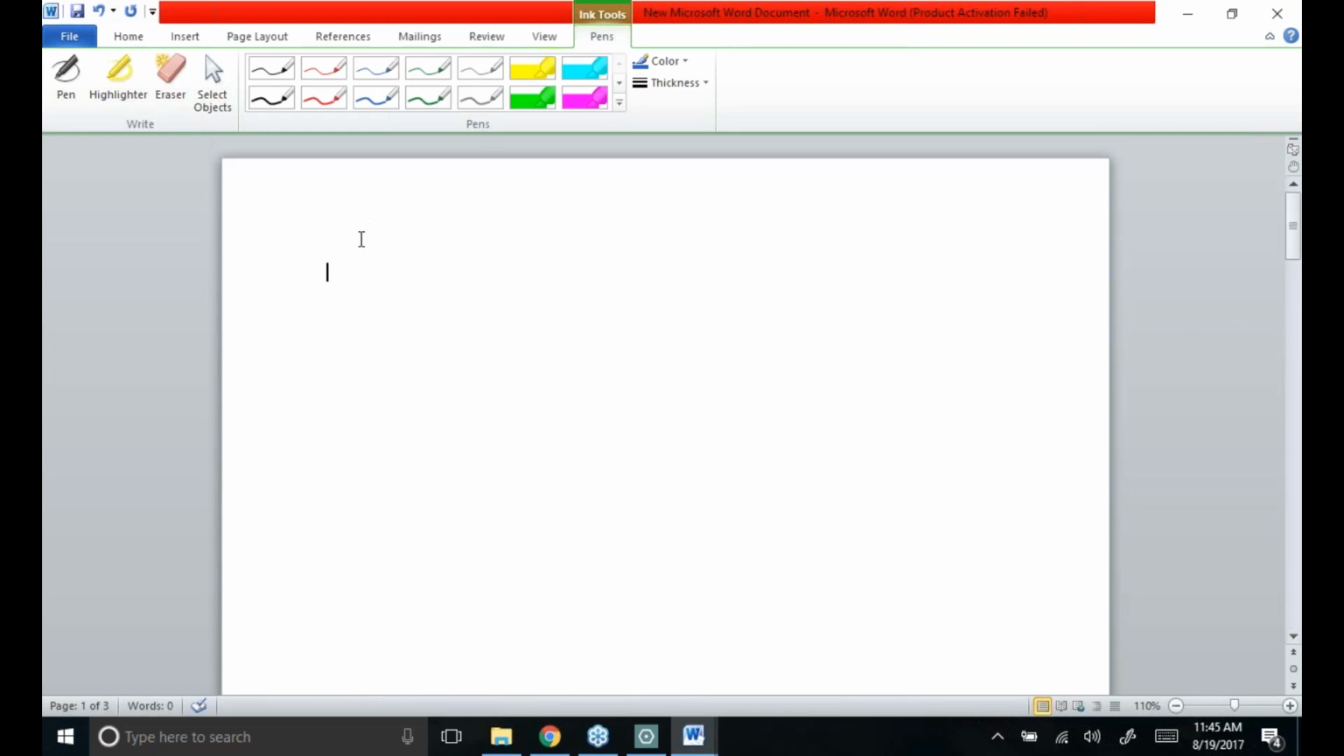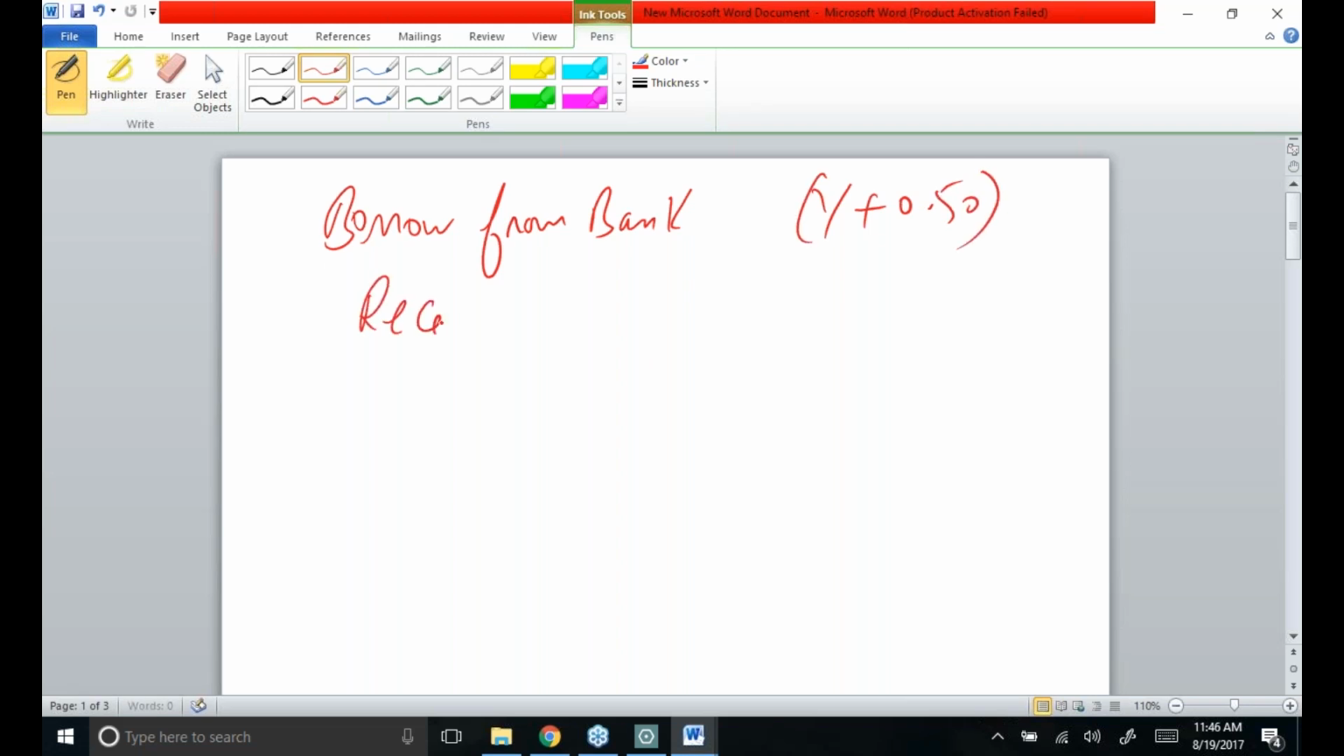Okay, you have borrowed from the bank at yield plus 0.5%, and you are receiving yield minus 0.2%. And in return you are paying 4.847%.